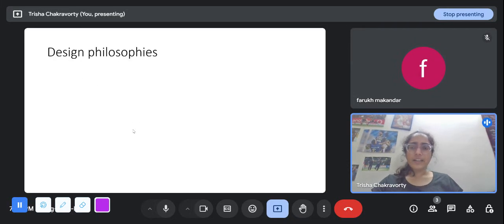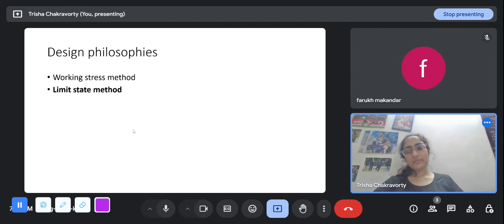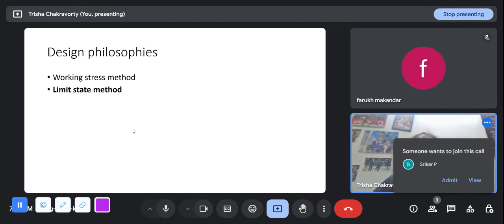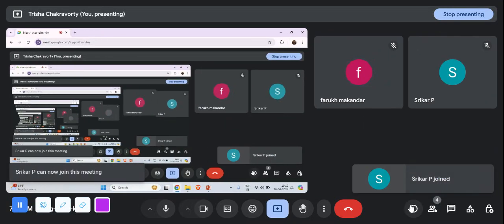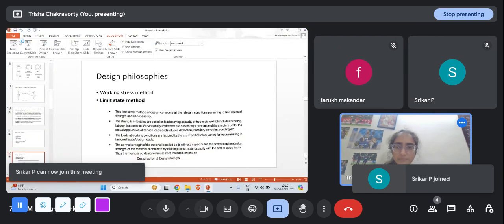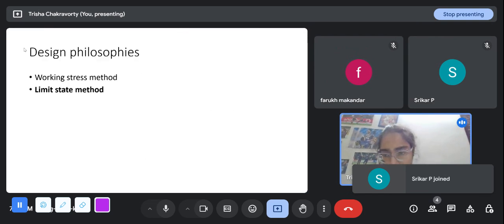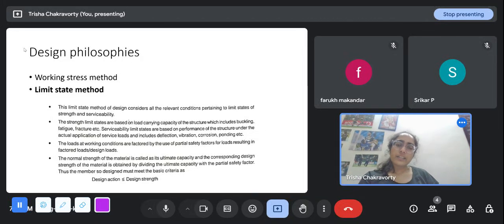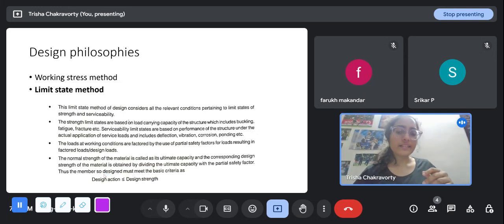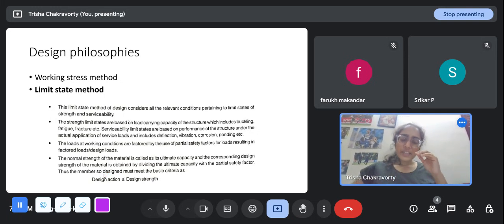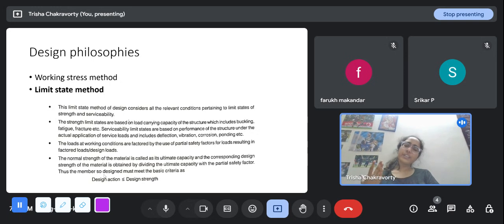And then design philosophies, the working stress method and the limit state method. The working stress method is an old dated one that used to be used earlier, but now we work almost entirely with the limit state method. The code is entirely based on the limit state method. The basic philosophy here is that design action must be less than or equal to the design strength. The design action is the action that we are designing against, the load that we want it to resist, multiplied by a factor of safety, so that we design it against a higher load than we expect to come.